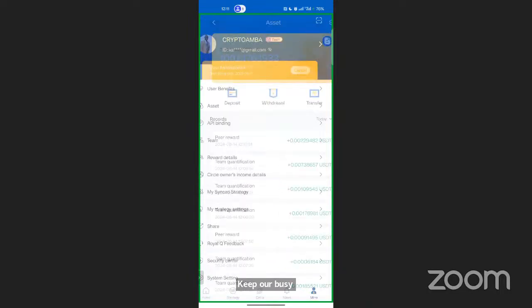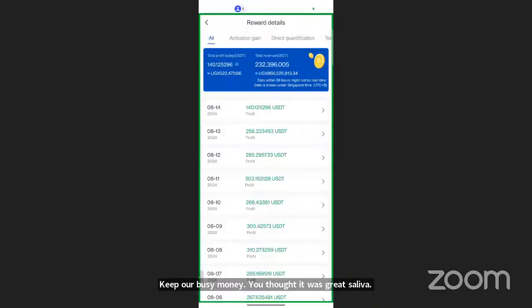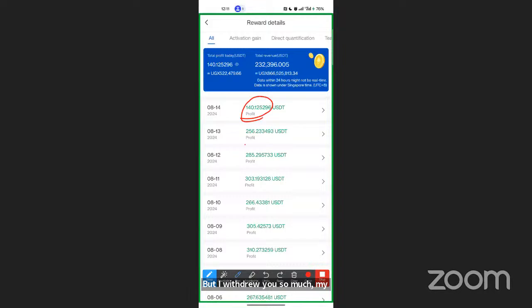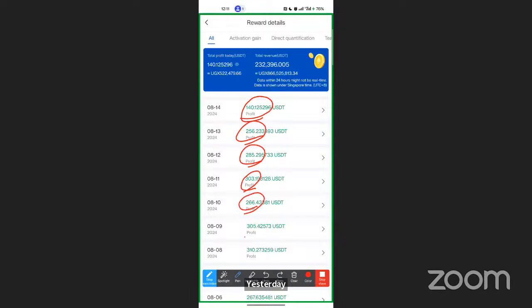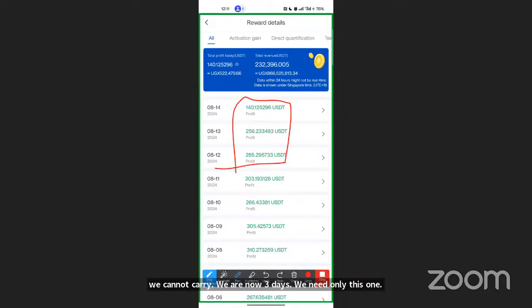But I withdrew. You saw how much my brother have made? Over $140 since the day started. Yesterday, 256. The other day, 285. The other day, 300. 266, 305, 310. But we cannot carry. We are now 3 days. We need only this one. This is past history. This is this new week. Monday, Tuesday, Wednesday. How much?